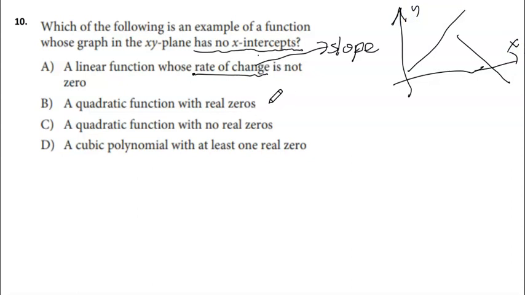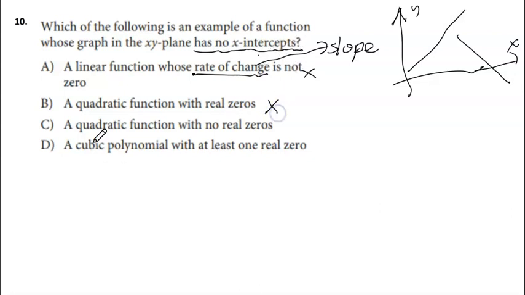So this is not true, right? So we say cancel this out. A quadratic function with real zeros, right? But the question says there are no intercepts. Intercepts, zeros, solutions, roots, they are all related.